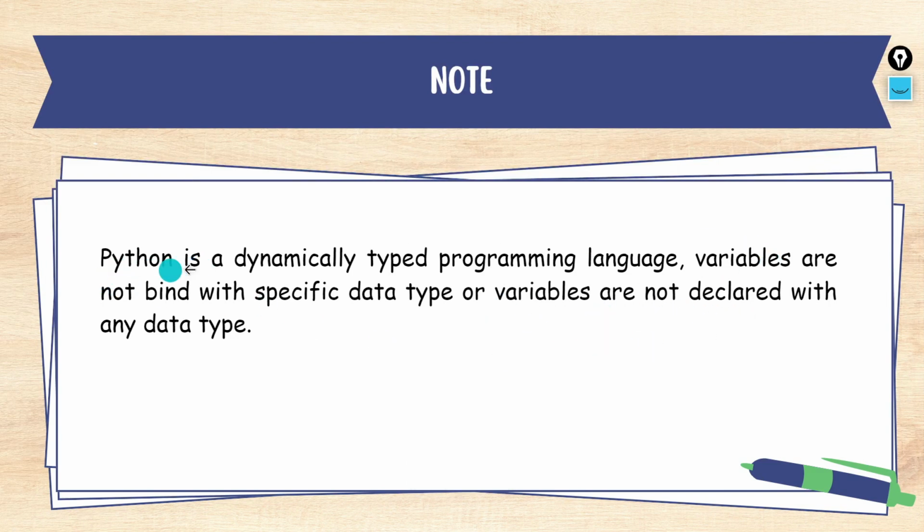Python is a dynamically typed programming language. Variables are not bound to a specific data type, or variables are not declared with any data type. We don't need any variable declaration with a data type here, and we can change the type of the data at runtime.